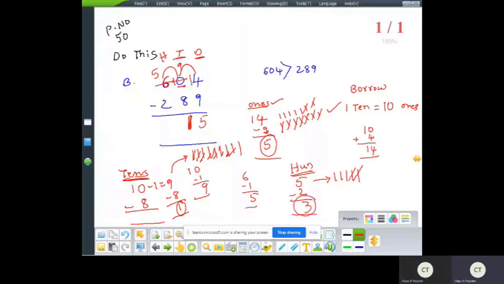315. 604 minus 289 is equal to 315. Here we use 2 borrows, one from the tens place and one more borrow from the ones place.